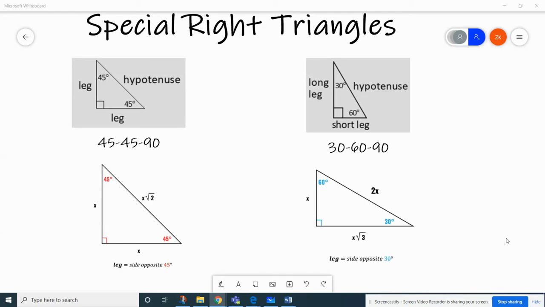Good morning. Today is a quick review on special right triangles. We will be going over the 45, 45, 90 triangles and 30, 60, 90 triangles.